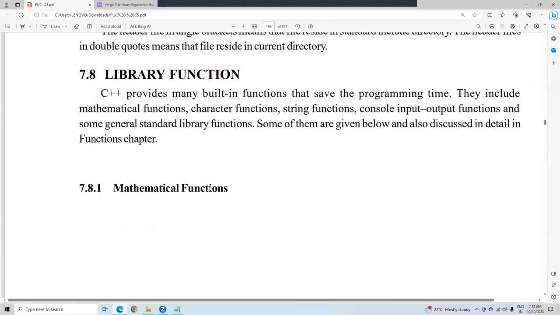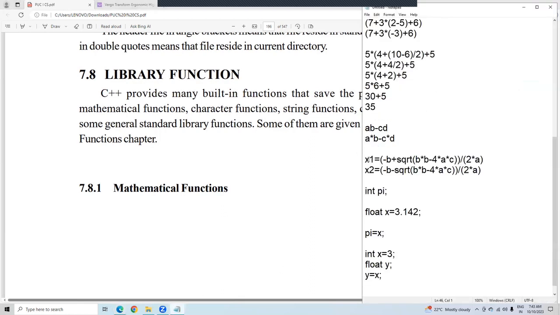Library functions, in the sense what? Just now you saw that while solving the quadratic equation, I said that the square root symbol is not present on the keyboard. So we are using SQRT, a ready-made name in C++, to represent the square root sign. This SQRT we call a library function. They have given an alternative function. Why do we have to use it?